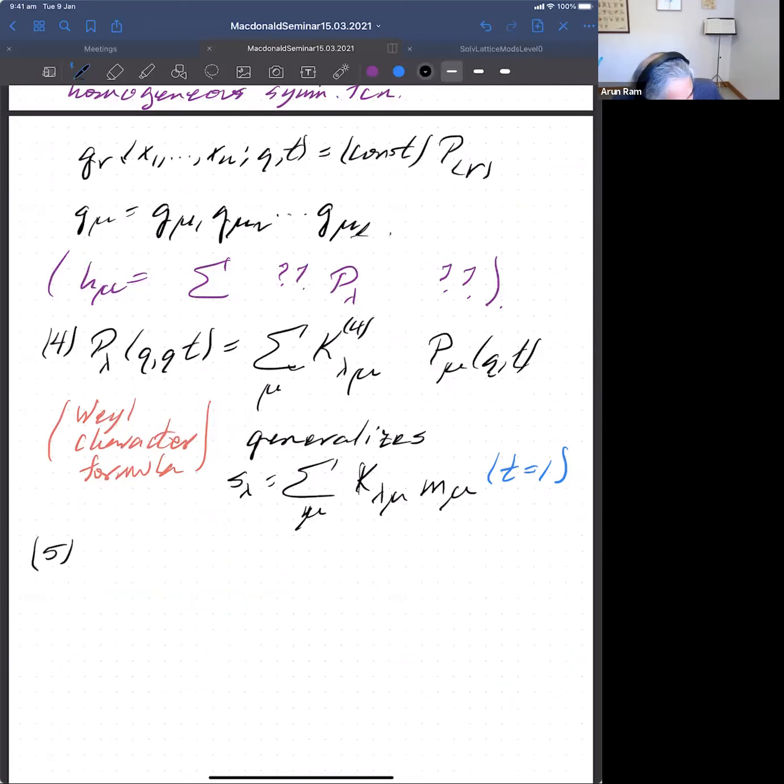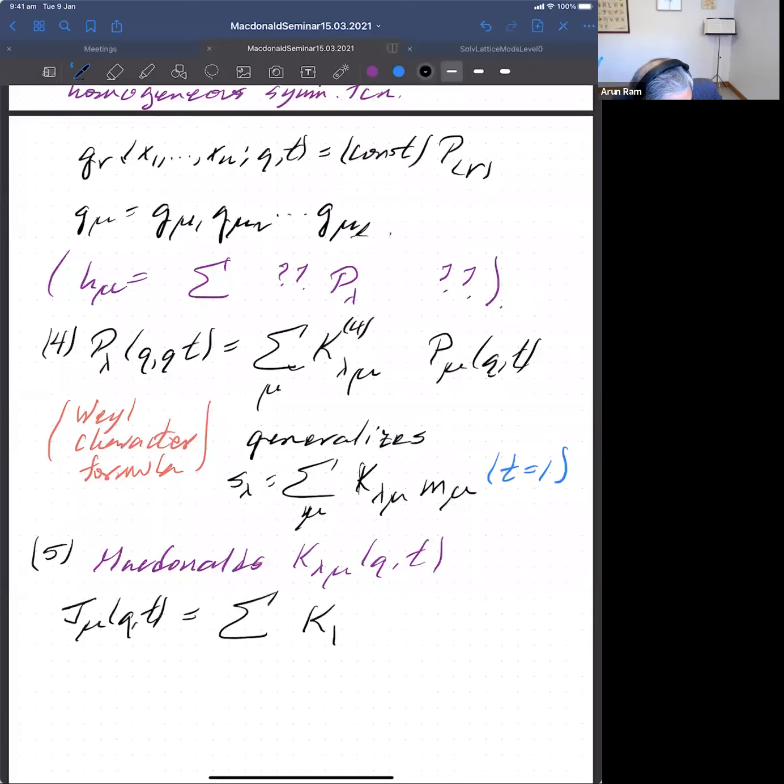So the final one is Macdonald's. So Macdonald himself has a generalization, Macdonald's K lambda mu QT. And the way he does that is he writes J mu QT as the sum, I'll call it K lambda mu, of big Schurs. So J mu is equal to a constant times P mu, I'll make that explicit in a moment. And these functions are called the big Schurs.